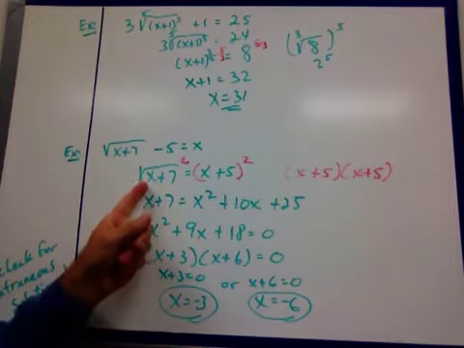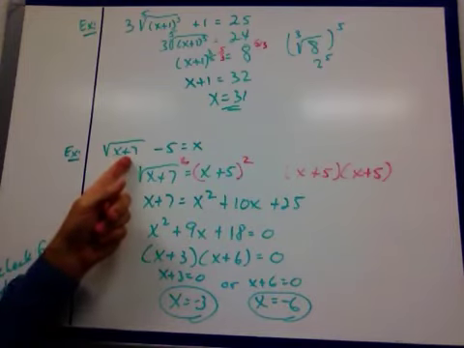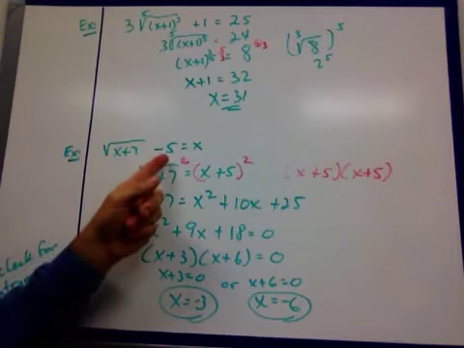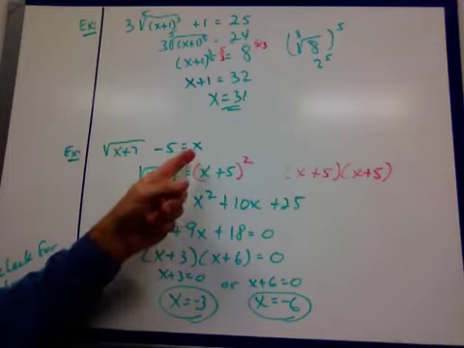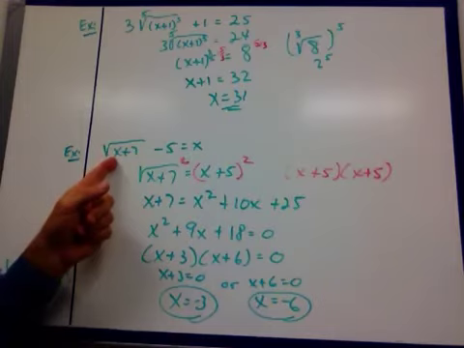Okay? Check for extraneous solutions here. Plug a negative 3 back in here. Or right here, negative 3 plus 7 is 4. Square root of 4 is 2. 2 minus 5 is negative 3, but we plugged in a negative 3, so that worked. So that's good.